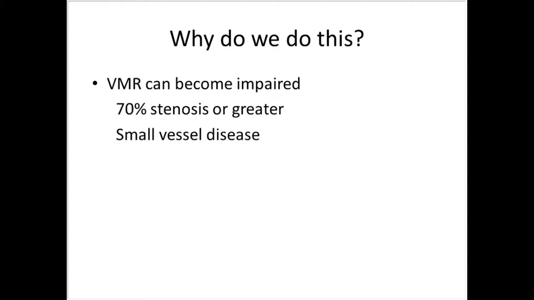So why do we do this to our patients? Well, vasomotor reactivity can become impaired when there's a 70% stenosis or greater, whether it's extracranial to the circle of Willis or even an intracranial vessel, such as a significant MCA stenosis. If a patient has small vessel disease, well, that's where all the action occurs in the microcirculation for vasodilation and vasoconstriction. And if this is diseased with arteriosclerosis, then there certainly can be impairment there.